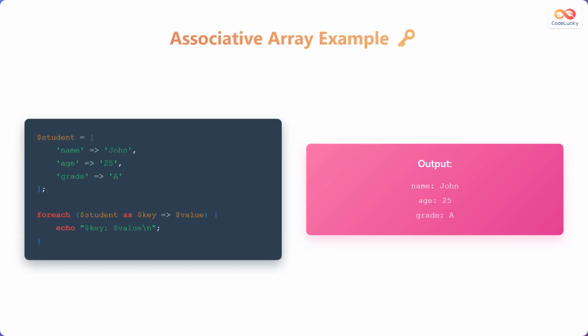Now let's explore an associative array example. Here we have an associative array called $student with keys like name, age, and grade, and their corresponding values. The foreach loop iterates through the $student array, assigning each key to the $key variable and its value to the $value variable. Inside the loop, we print each key-value pair, separated by a colon and a new line character. The output displays each key-value pair such as name: John, age: 25, and grade: A, each on a new line.